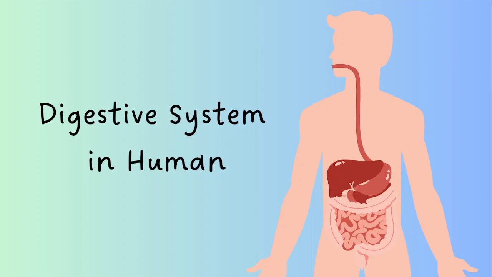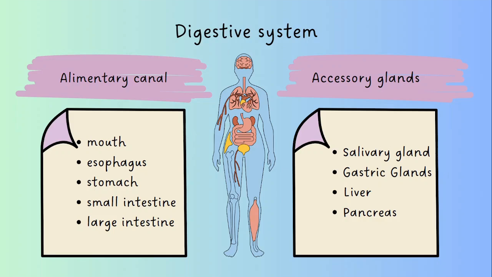In this video, we are going to discuss the digestive system in humans. The human digestive system is composed of an alimentary canal and some accessory glands. The alimentary canal is divided into several parts like esophagus, stomach, small intestine, large intestine, rectum, and anus. The accessory glands include salivary glands, gastric glands, liver, and pancreas.